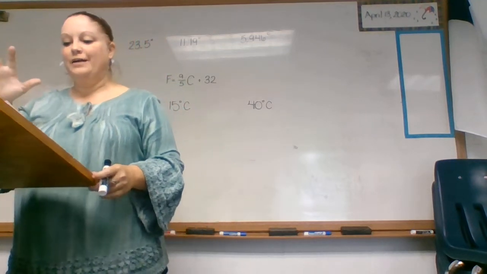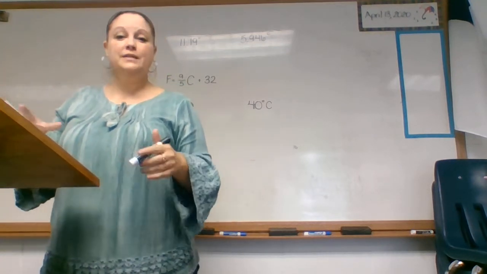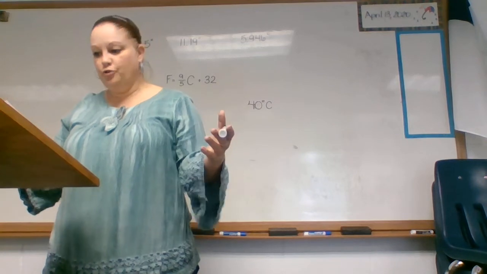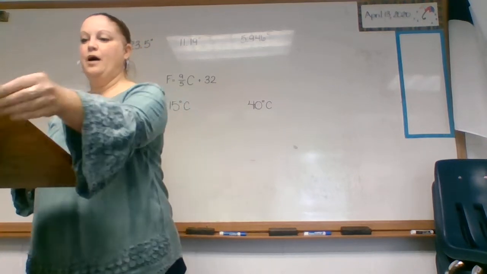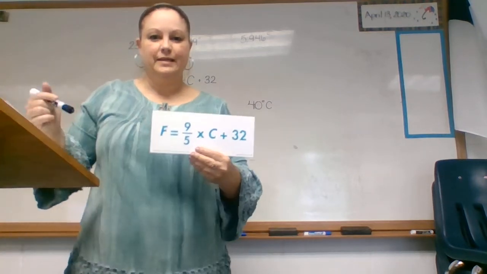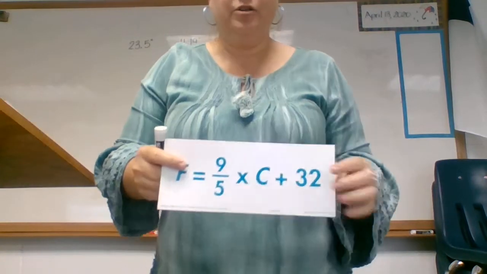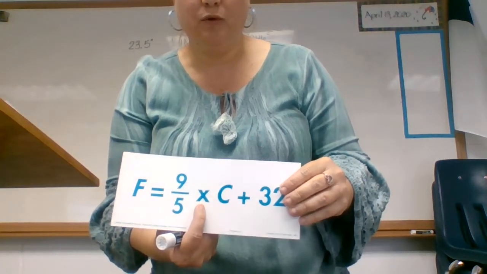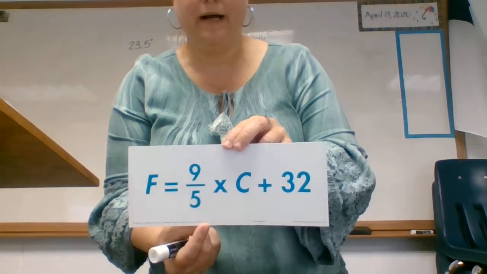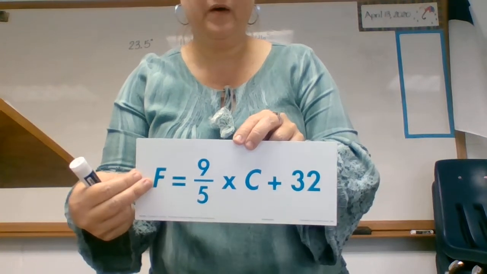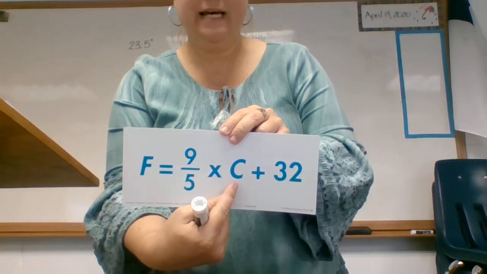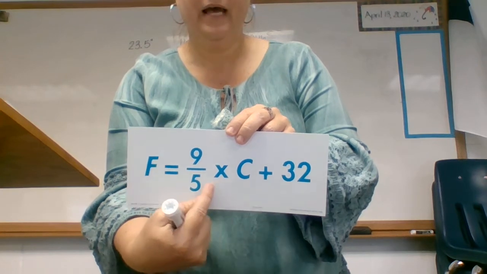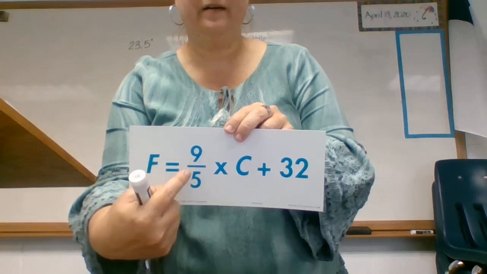So today we're going to work on converting from the Celsius scale to the Fahrenheit scale, and we are going to use this formula. And actually, we're going to start using it without this multiplication symbol, just as a reminder. So to get the Fahrenheit temperature, we take the Celsius temperature and multiply it by 9/5.